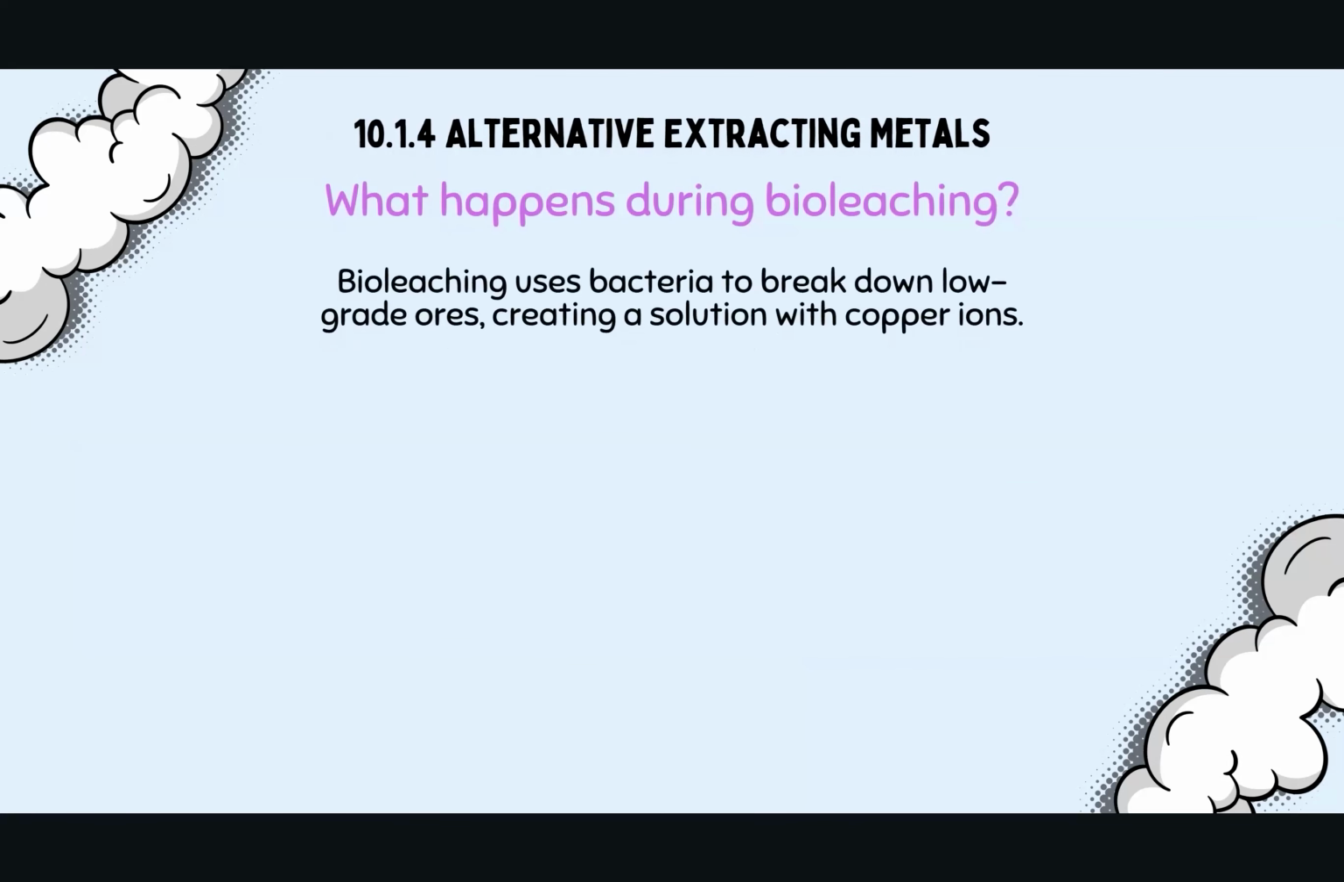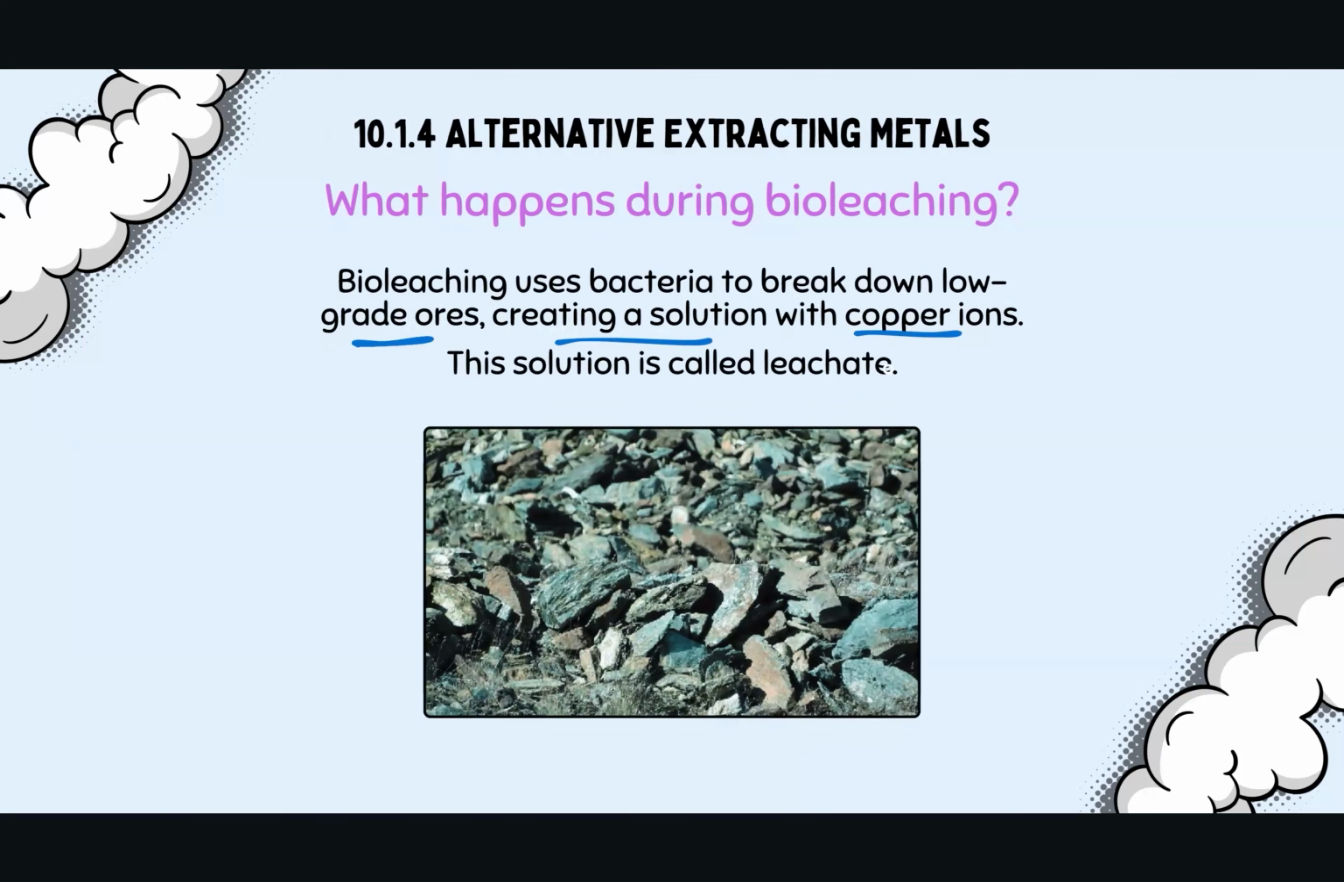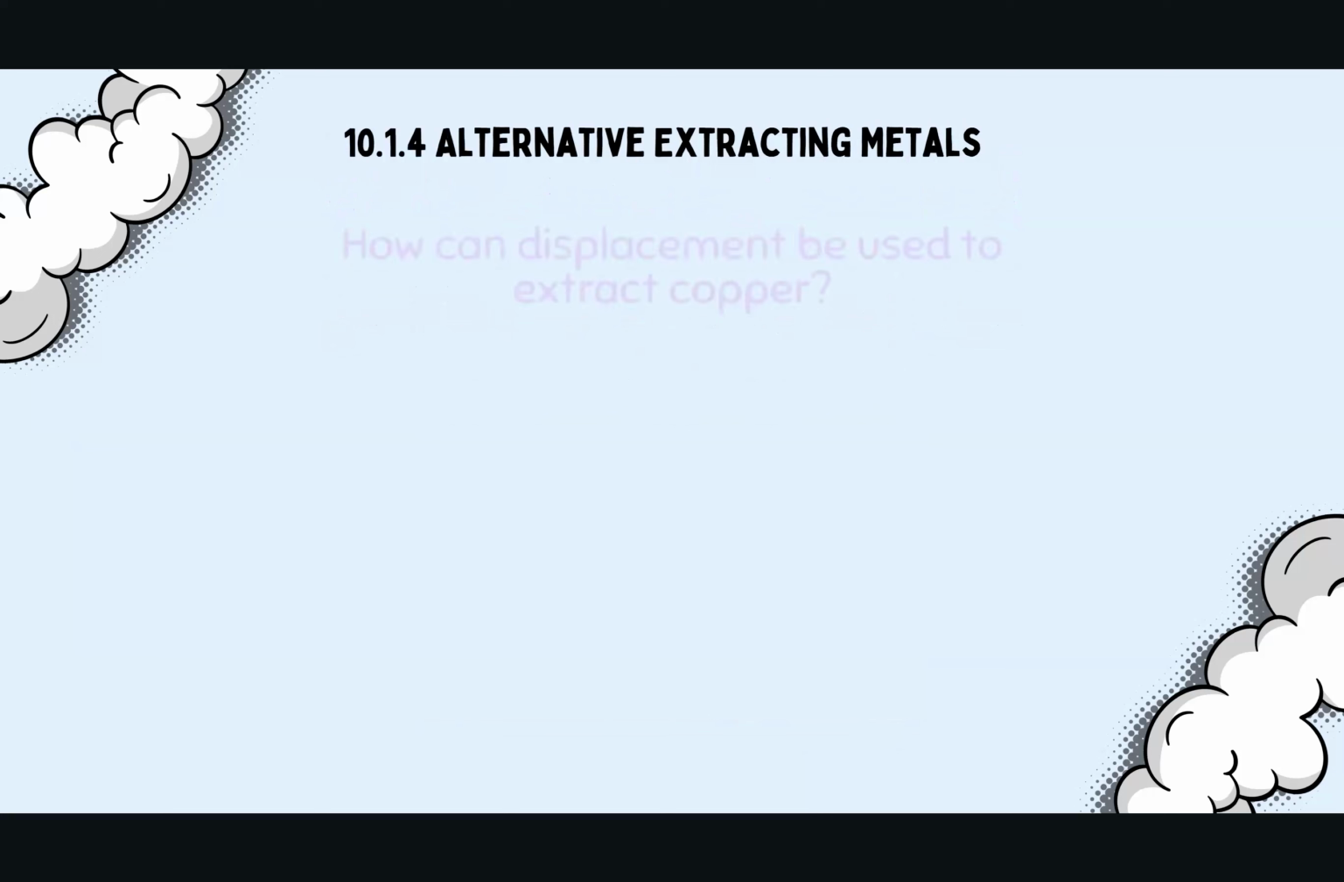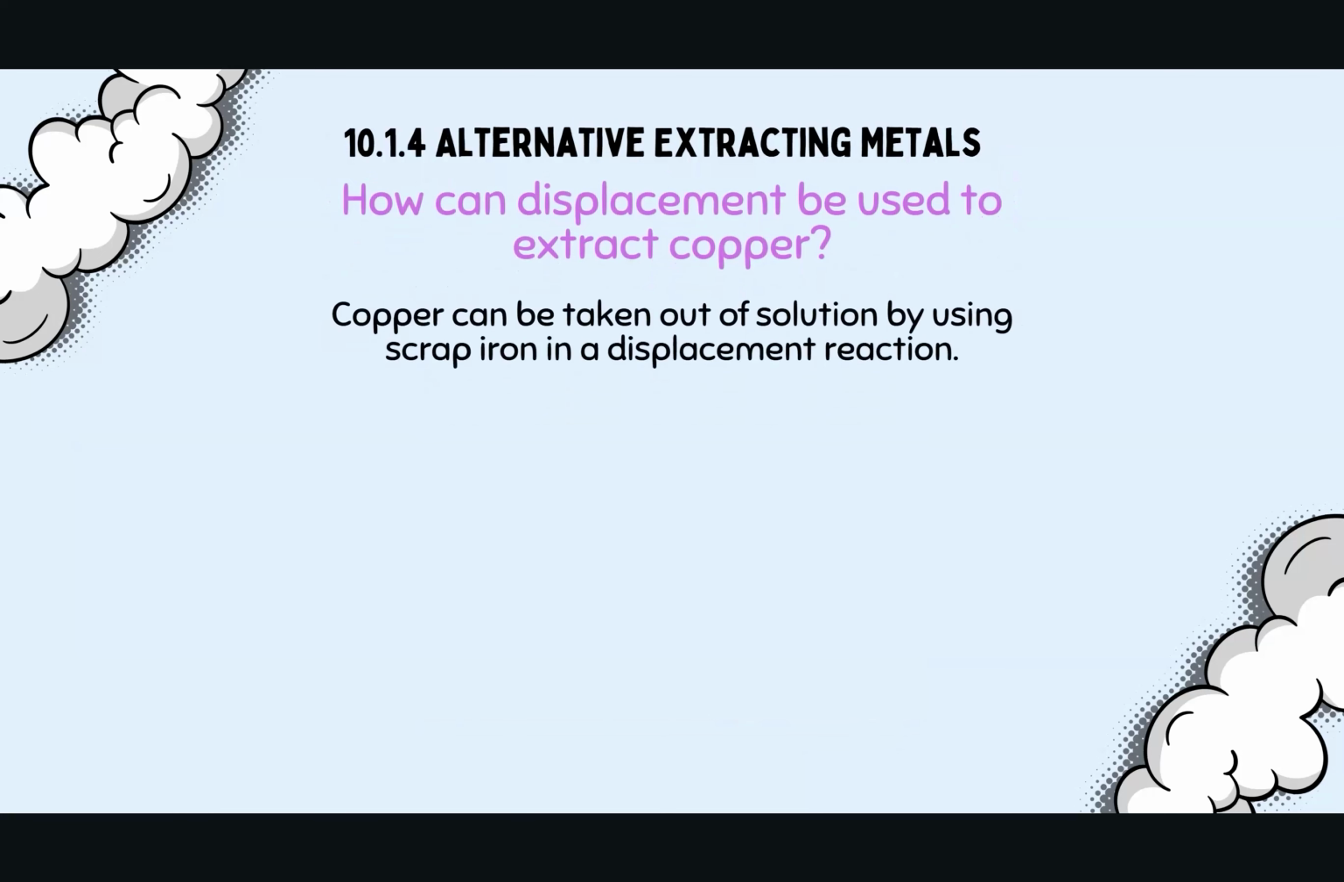Alternatively, bioleaching can be used. Bioleaching uses bacteria to break down low-grade ores. What the bacteria do is release something like an enzyme onto the copper ore, and that creates a solution that contains copper ions. We call that a leachate. Now, with that solution, you can displace the copper with scrap iron.